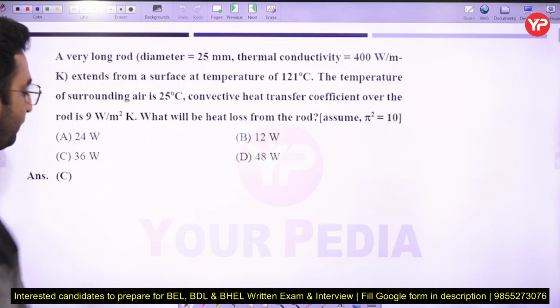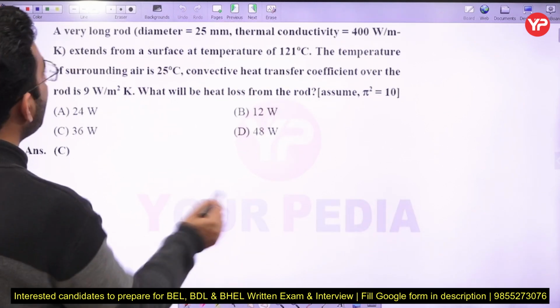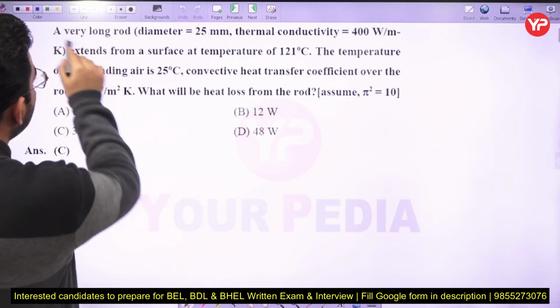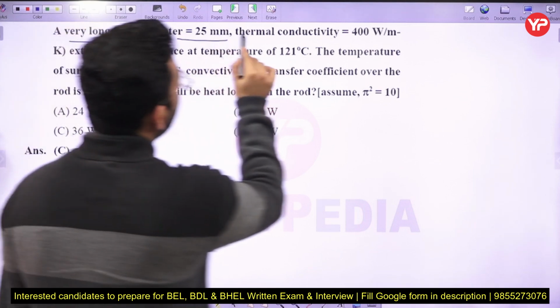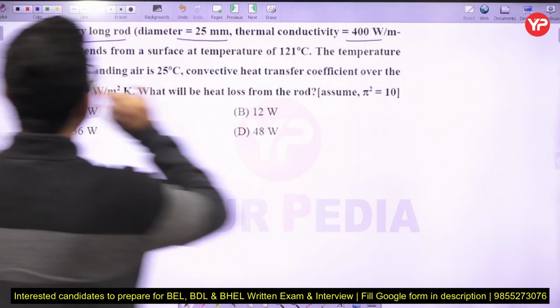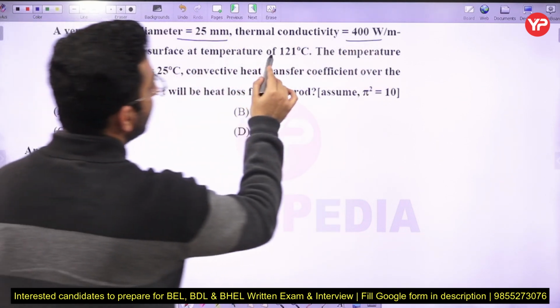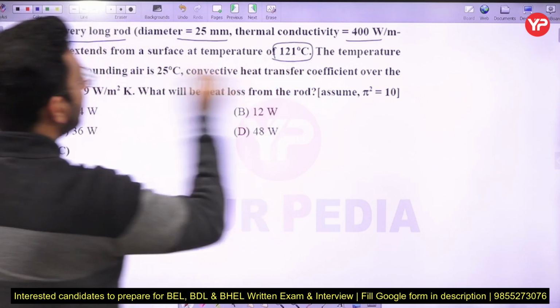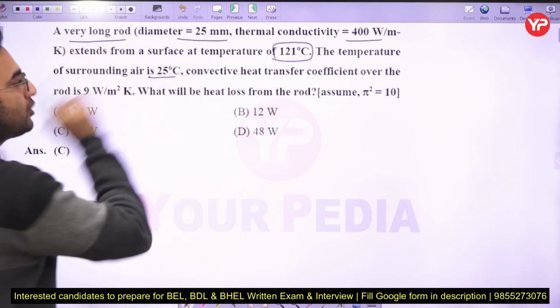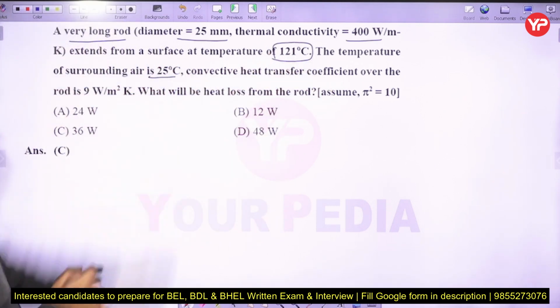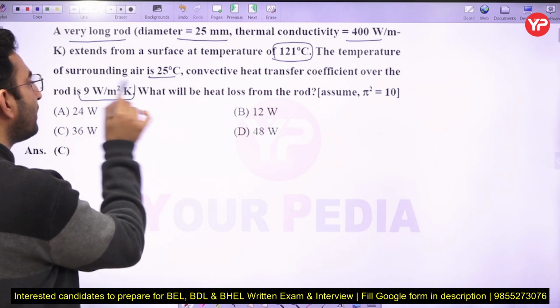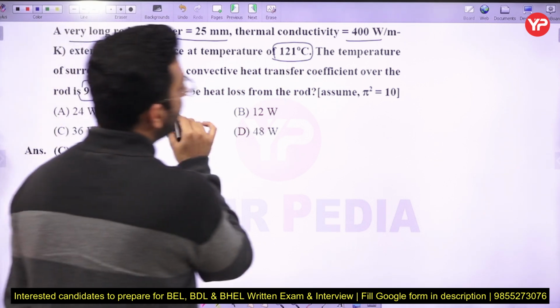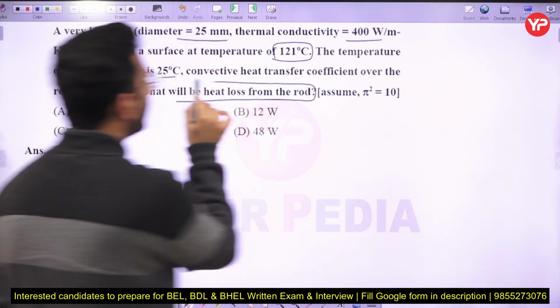The next part is a very long rod of diameter 25 millimeter, thermal conductivity 400, extending from a surface at a temperature of 121 degrees Celsius, and the temperature of the air is 25 degrees Celsius. The convective heat transfer coefficient is given to you as 9 watt per meter square Kelvin, and you have to calculate what will be the heat loss from the rod here.